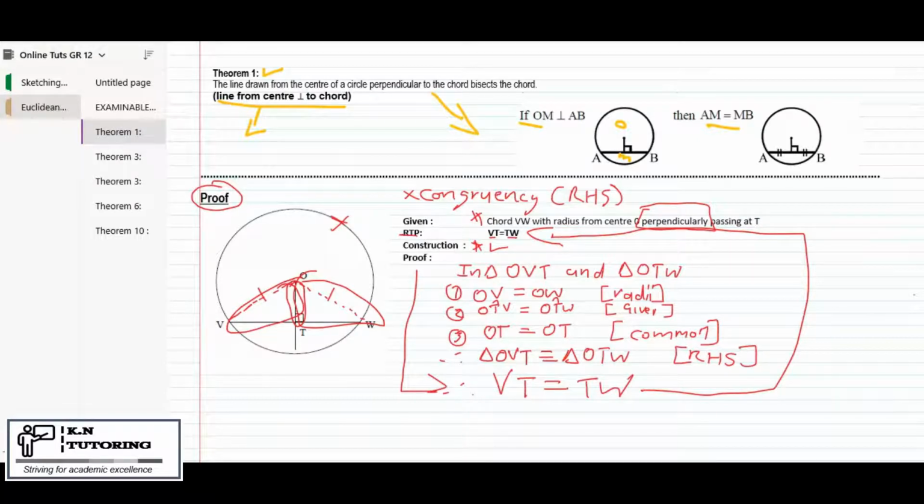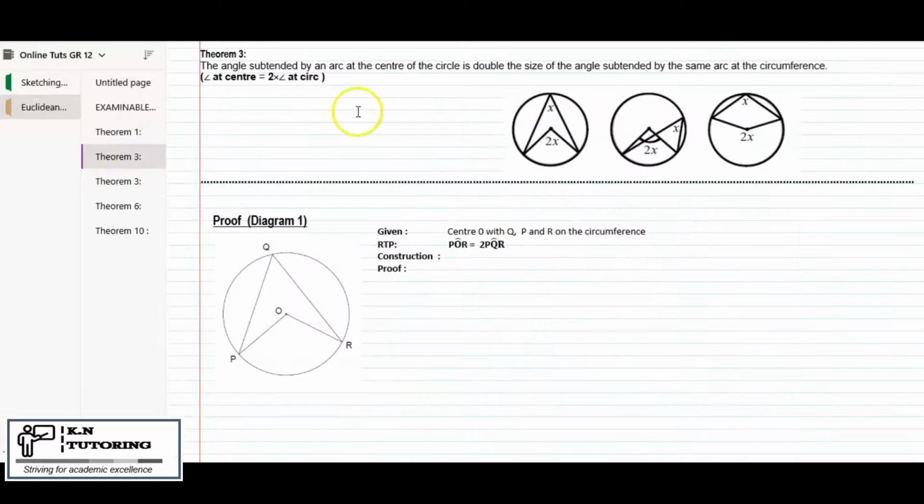Okay, we will now move over to the second theorem that is examinable, which is theorem number 3 according to my list. And the theorem states as follows. The angle subtended by an arc at the center of the circle is double the size of the angle subtended by the same arc at the circumference, okay? And it is summarized as angle at center is equal to 2 times angle at the circumference.